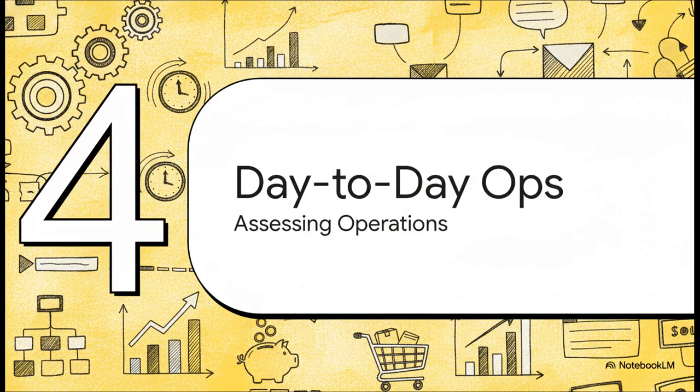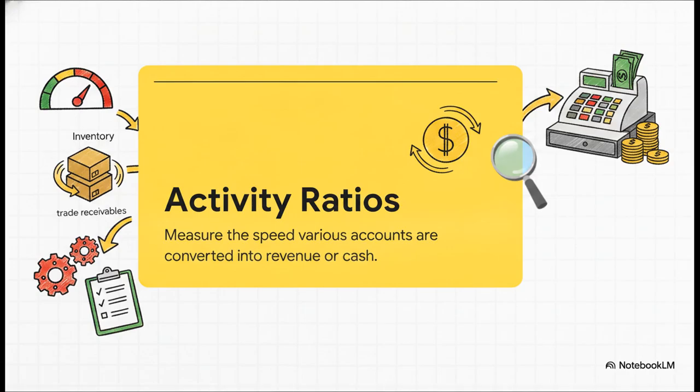Section 4. Assessing day-to-day operations. For this daily operational fitness, we look at activity ratios, which are also known as turnover ratios. These measure the speed, the sheer velocity with which various accounts are converted into actual revenue from operations or just plain cash. Higher turnover numbers mean better activity and profitability. It basically means the business is highly efficient at taking its inventory or the money owed to it by customers and rapidly turning that into actual cash in the bank.